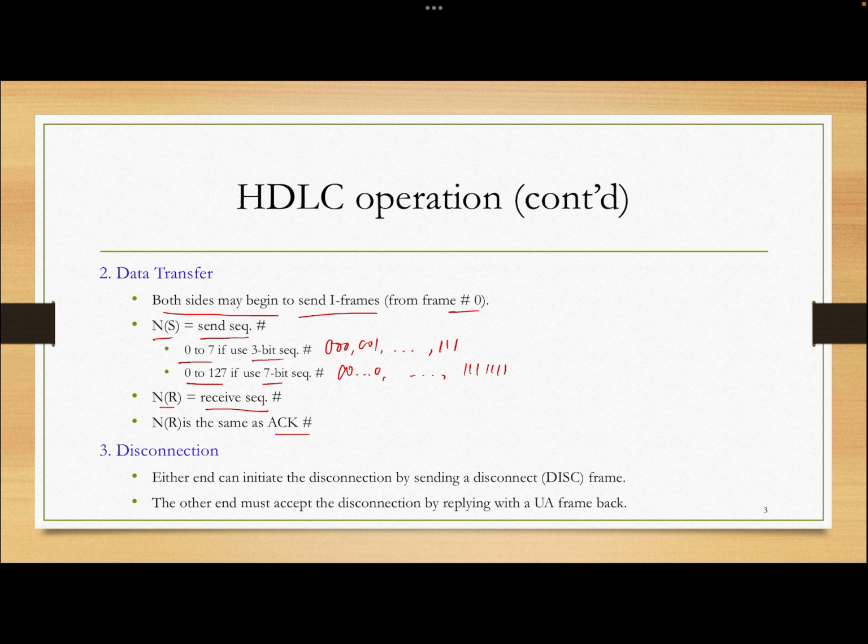After you finish a data transfer, we will have examples later, then we can disconnect. Either end can initiate the disconnection by sending the disconnect frame. The disconnect frame is also an unnumbered frame. The other side must accept the disconnection, and it has to reply with the UA, or unnumbered acknowledgement, frame back. Like if you hang up, one side hangs up, then you no longer have a connection, so the other side has to accept this disconnection. But when you dial up, you can either accept or not accept the connection. With disconnection, you have to accept the other side's disconnection.